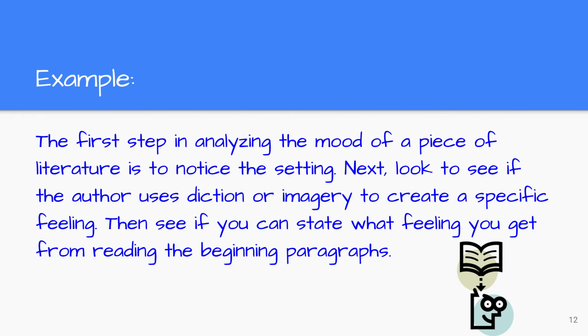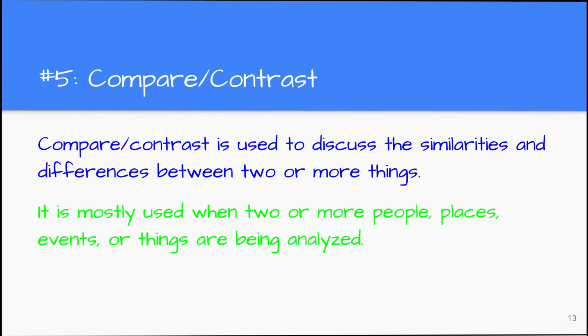The first step in analyzing the mood of a piece of literature is to notice the setting. Next, look to see if the author uses diction or imagery to create a specific feeling. Then see if you can state what feeling you get from reading the beginning paragraphs.